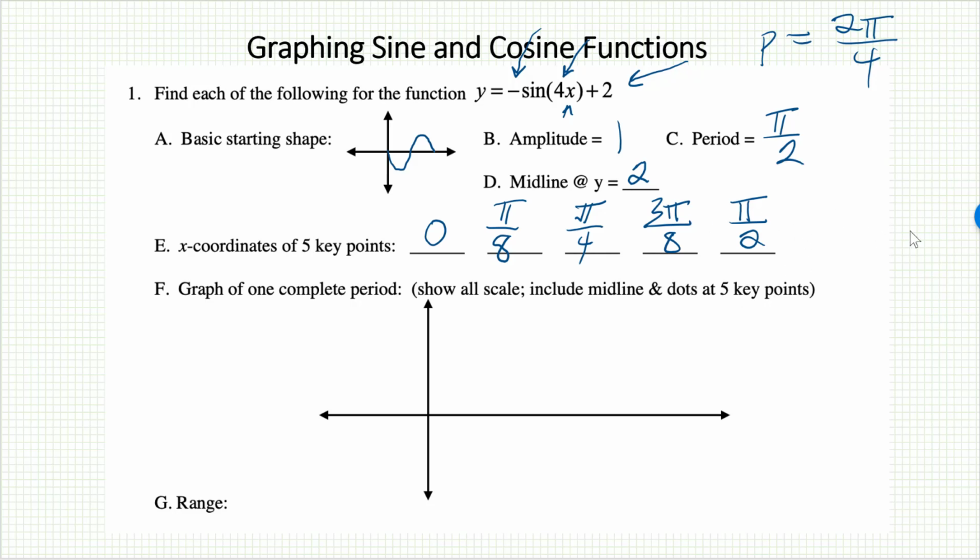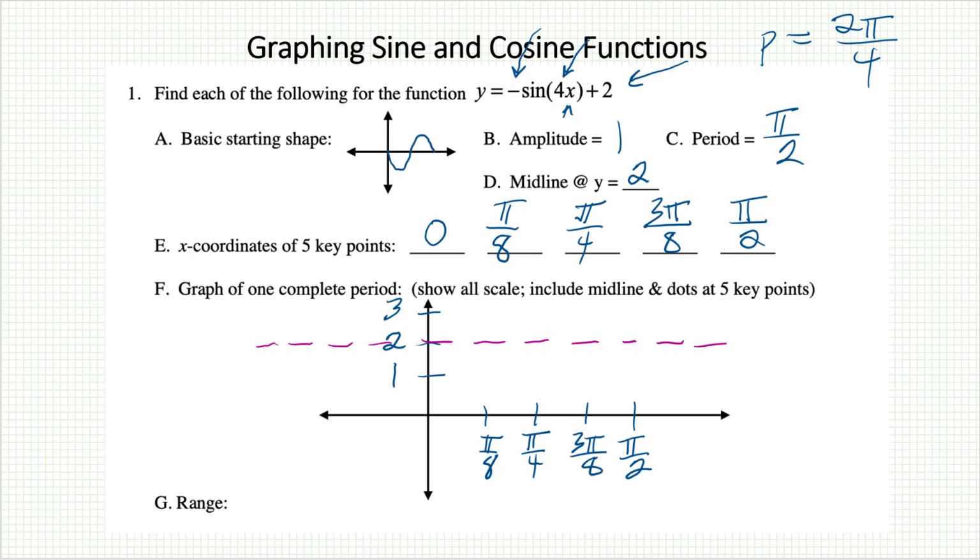We have all the information we need now to graph one complete period. We are being asked to show our scale carefully. We want to show the midline. We'll do that using a dashed line, and we want to mark dots at the 5 key points. Well, the x scale is straightforward. We've already written down the values that we need. On the y-axis, it's very important that you mark the midline location, and then you have to use the amplitude to think about how much higher and lower you're going to have to go. The amplitude is 1, so I know I'm going to have to go 1 higher and 1 lower. Let me add in a dashed line for the midline.